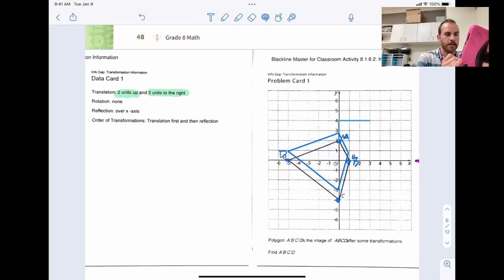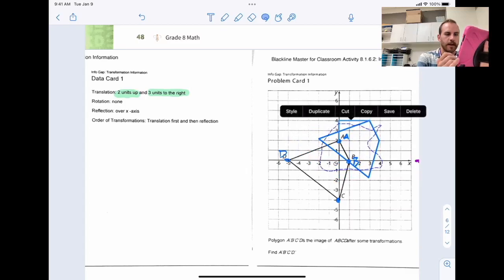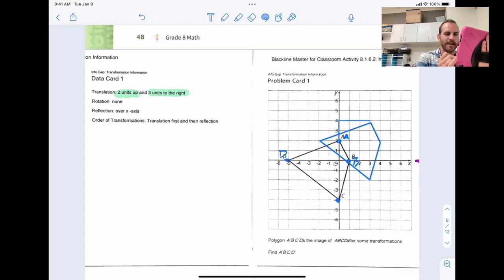So let's check it out. If we go up 2 over 3, why is everything snapping? Stop. Okay, that's where we'll end up. Well, maybe more like that. It's close enough. The shape's basically there. Okay, that's our first transformation. Fantastic. Now's the fun part.